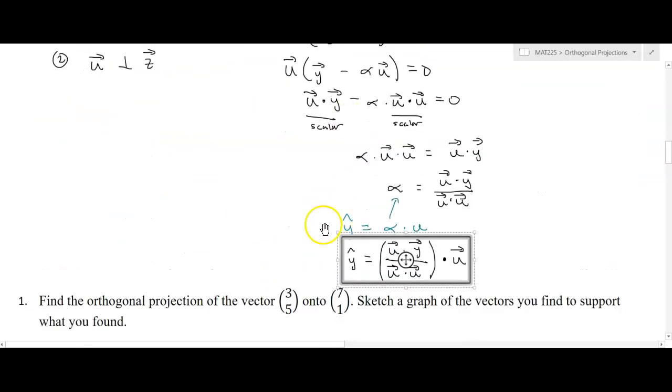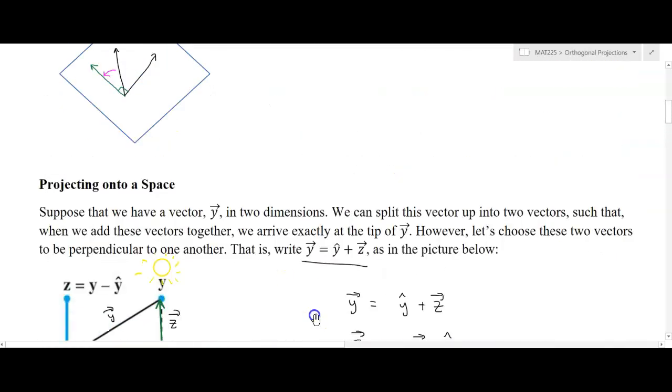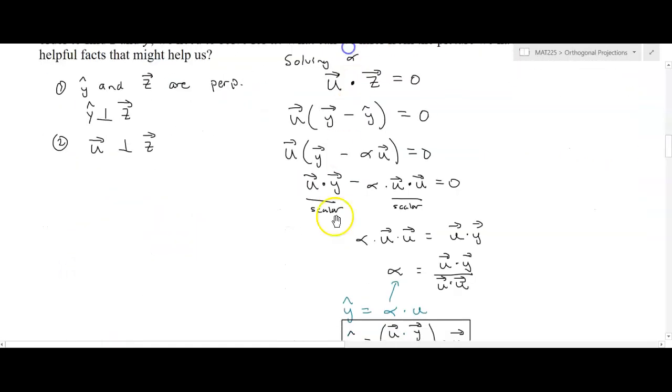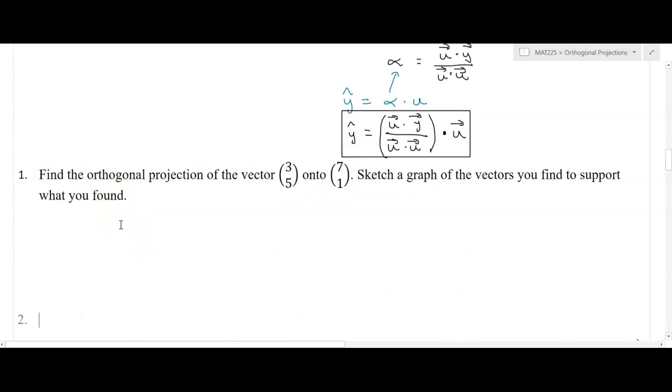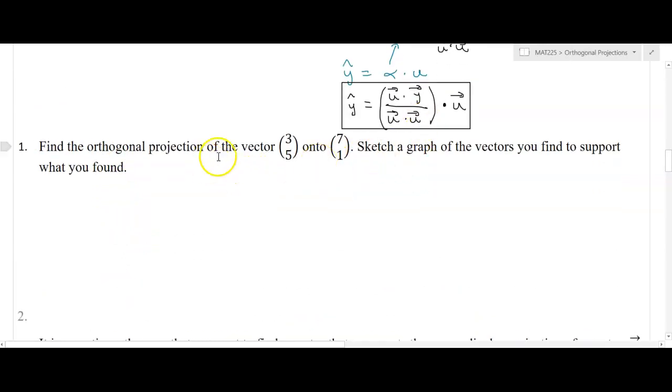Now there's lots of reasons why we would do this. This also leads to the Gram-Schmidt process, which helps us do precisely what we wanted to do up here, which is to take two vectors that span a space and rotate one of them in order to make the two vectors perpendicular. So let's go ahead and just do a quick numerical example. Let's find the orthogonal projection of the vector 3, 5 onto 7, 1.